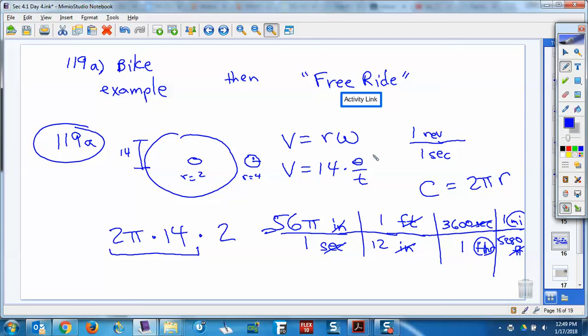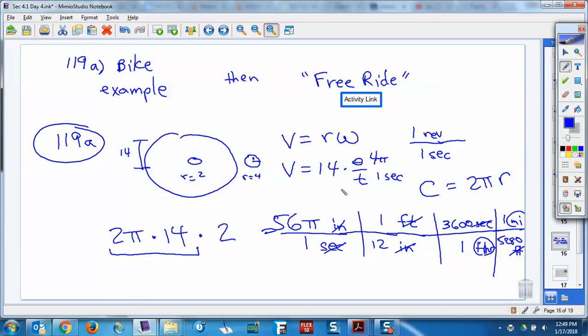So you could say, okay, that's 4 pi in 1 second. So you have 14 times 4 pi. Well, look what we had right here. Same thing, 14 times 4 pi. So if you want formulas more, you could have done this.